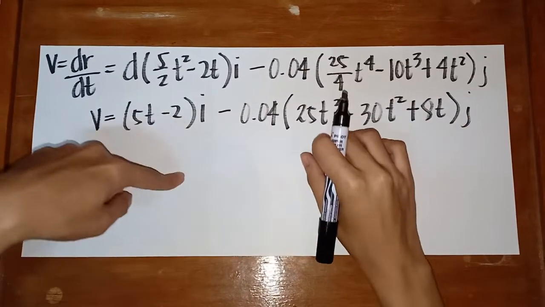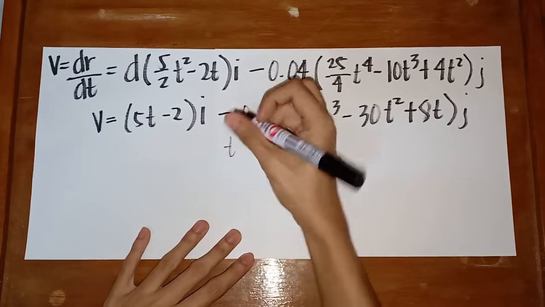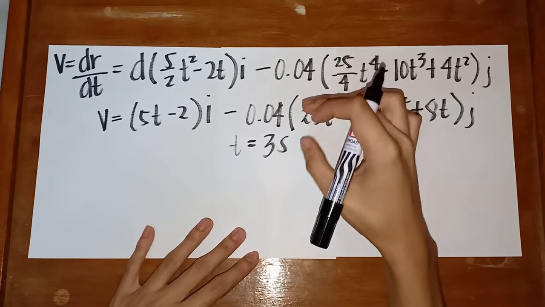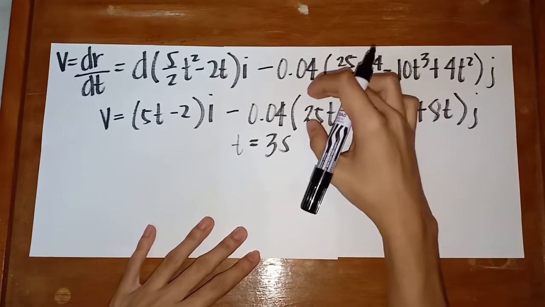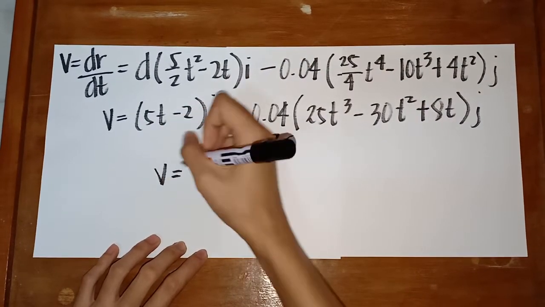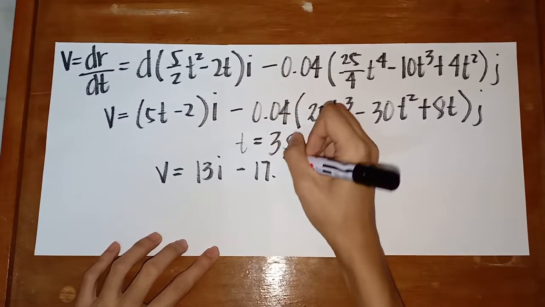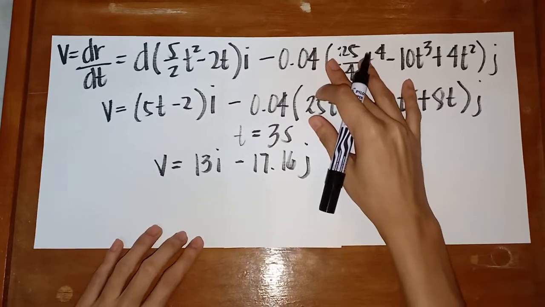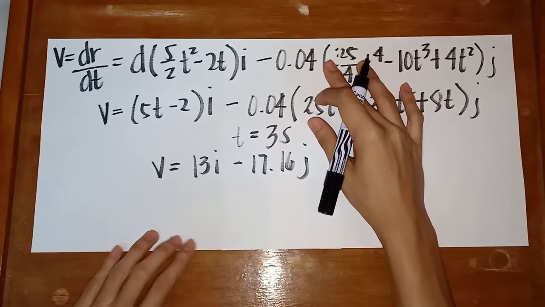Sinabi din doon na meron tayong time na 3 seconds. So, i-substitute lang natin yung time dito sa nakuha nating velocity vector. Makakakuha tayo ng sagot na 13i minus 17.16j. Pero ang kailangan natin yung magnitude ng vector. Anong velocity pala.